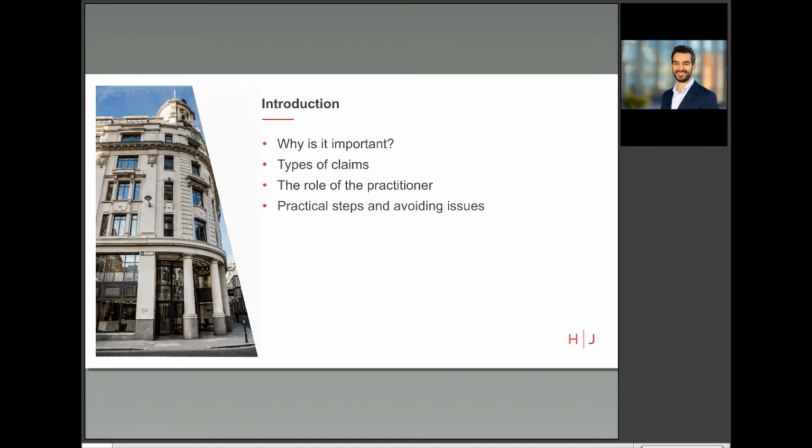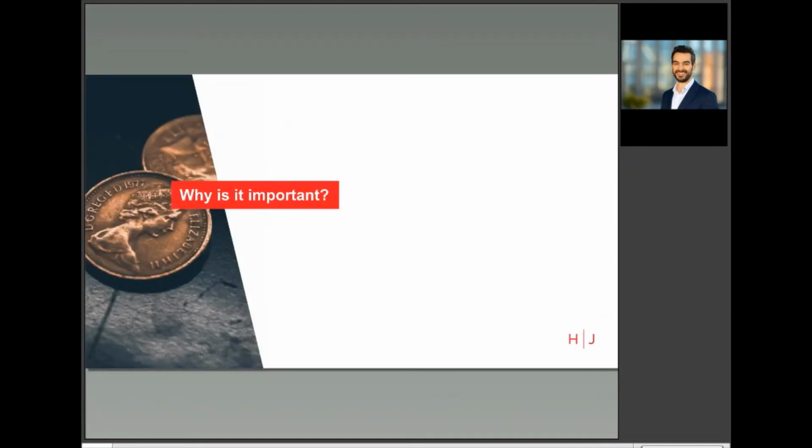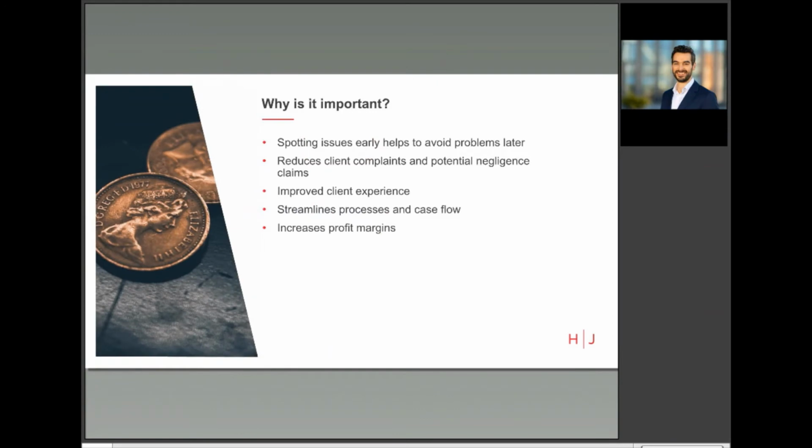So let's get cracking. So then, why is this all important? Well, as the picture suggests, a lot of it comes down to cold hard cash. Ultimately, spotting these issues early on really helps to avoid problems arising later. That, as I think many of us will know, can reduce client complaints and potential negligence actions.